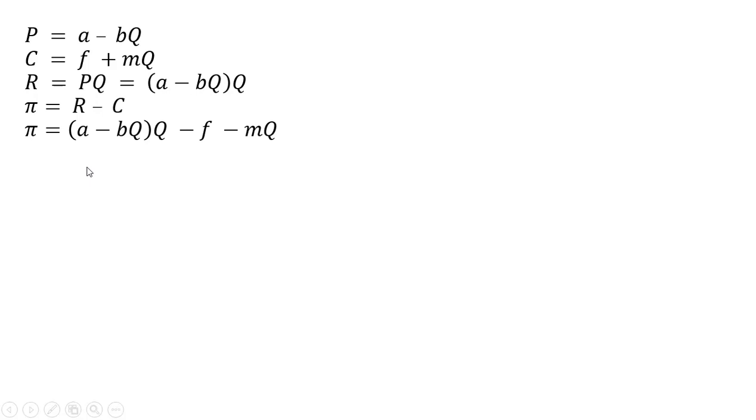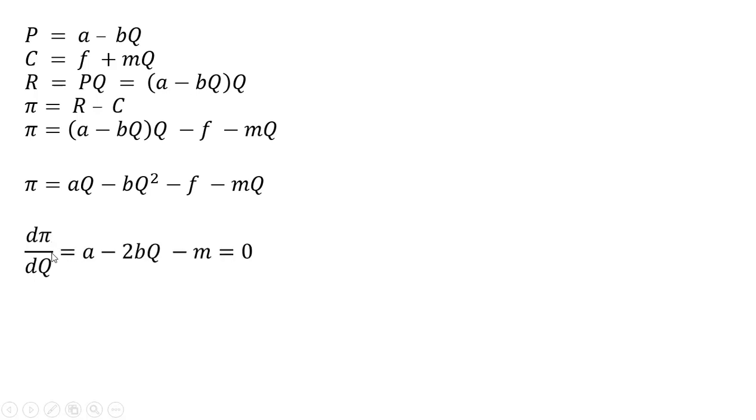So to maximize profit, we will first do a simplification here. This Q times A gives us A times Q, and this Q times minus B times Q is minus BQ squared. So just a little simplification. And now we are ready to take a derivative. We'll take the derivative of the profit function with respect to quantity.